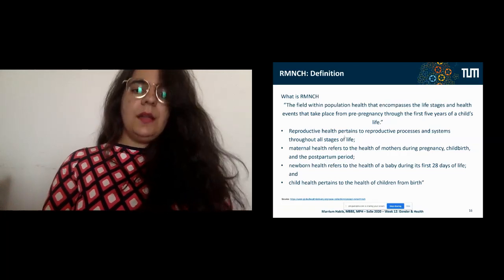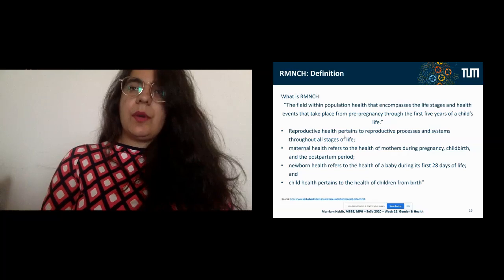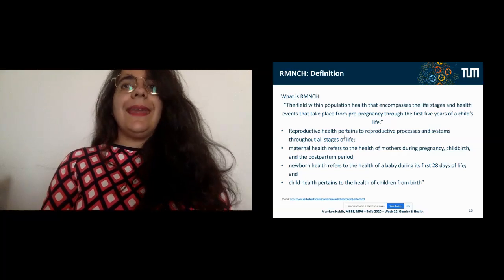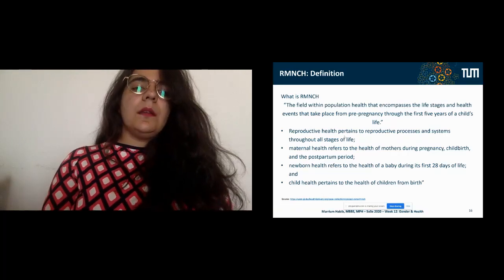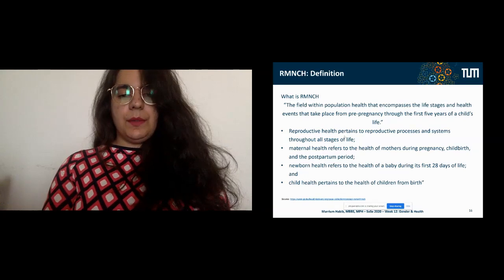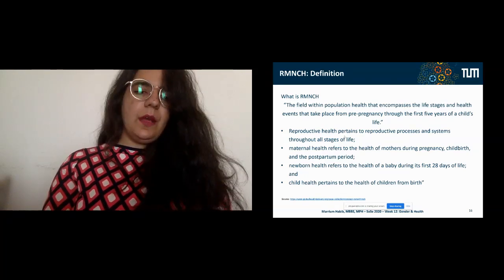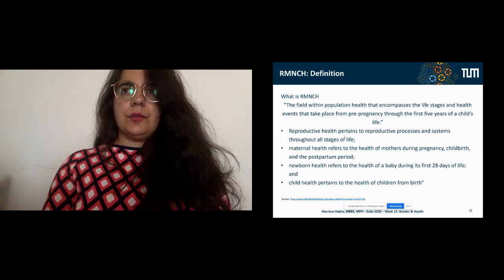Then we have maternal health, which refers to the health of mothers during pregnancy, during childbirth, and in the postpartum period. Newborn health refers to the health of a baby during its first 28 days of life, while child health pertains to the health of children from birth.